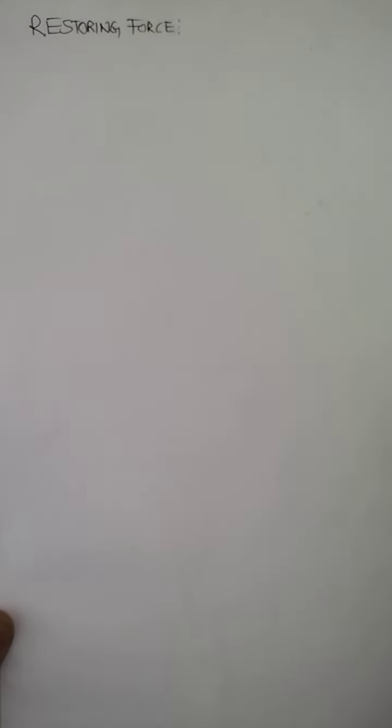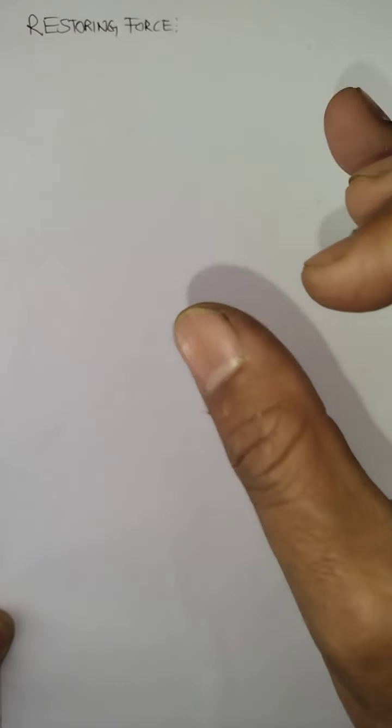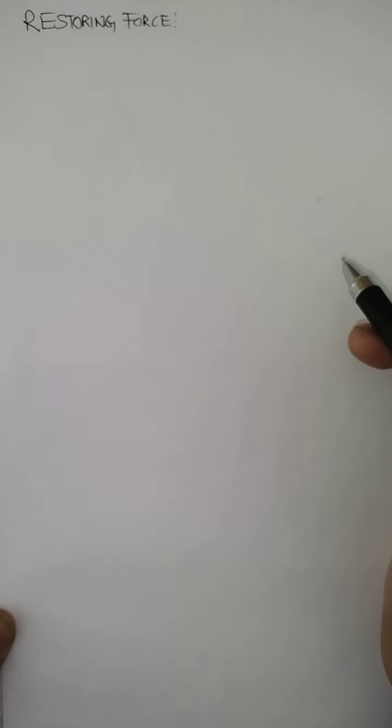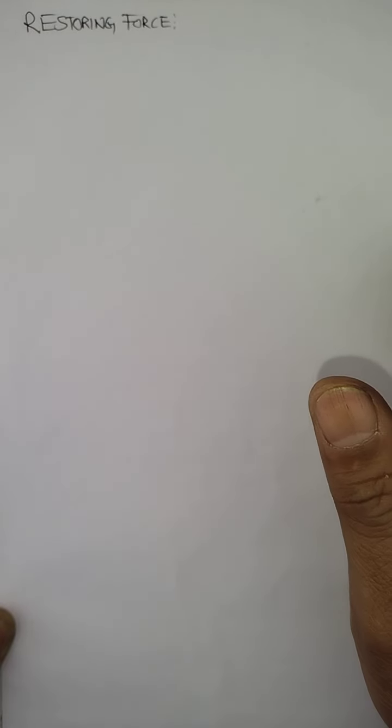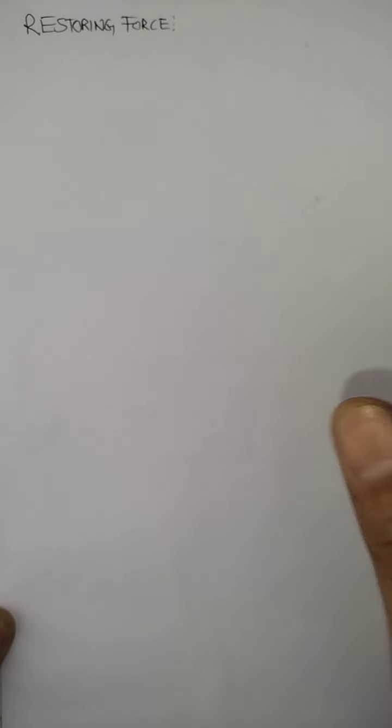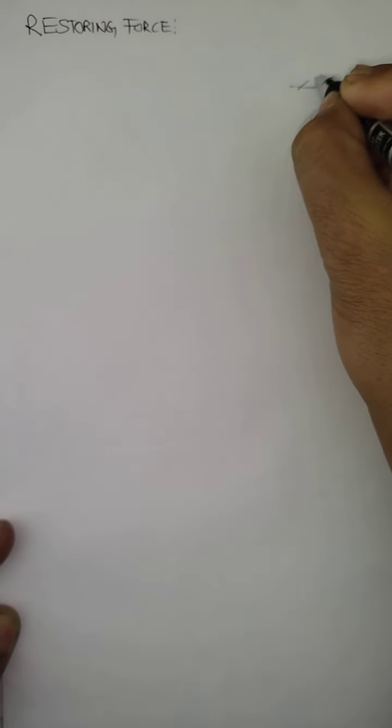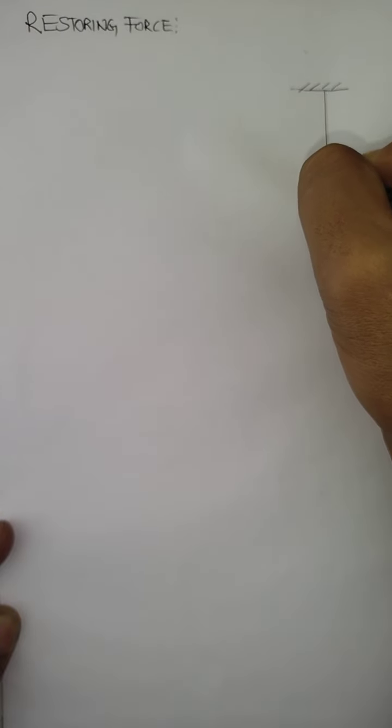Now, restoring force can be observed when the body acquires what type of motion? As I said, simple harmonic motion. When the particle or body is displaced from its equilibrium position, then a periodic force acts upon the body, which is always directed toward the what position? Equilibrium position. Say, for example, let me draw the diagram of a simple pendulum.